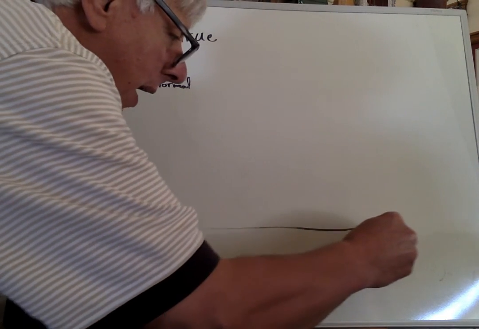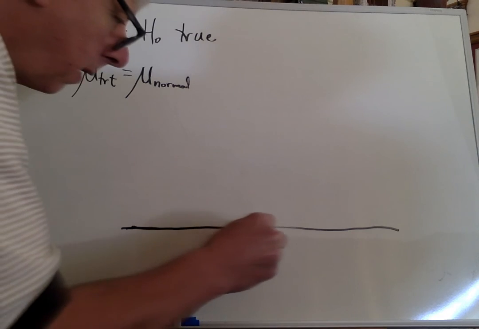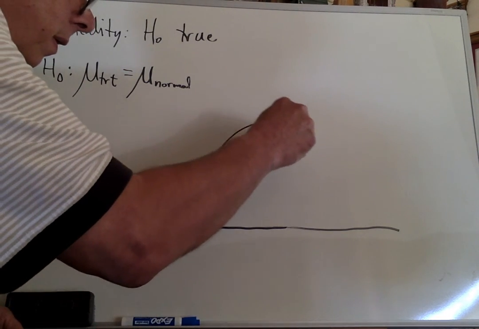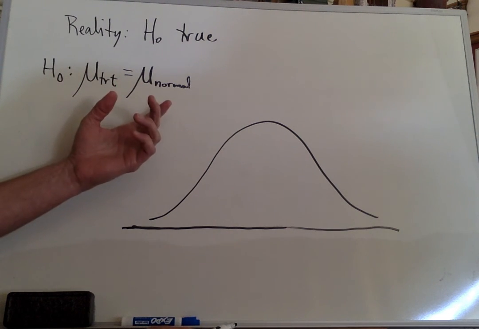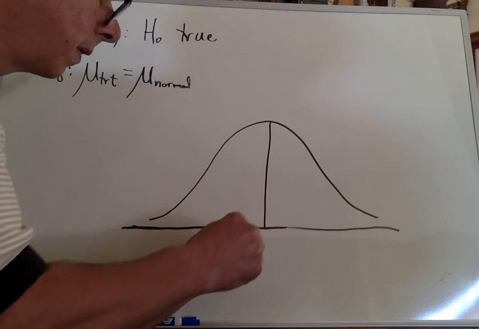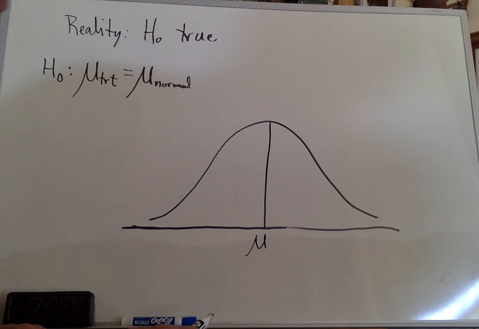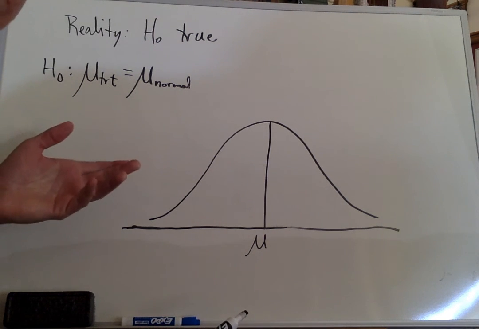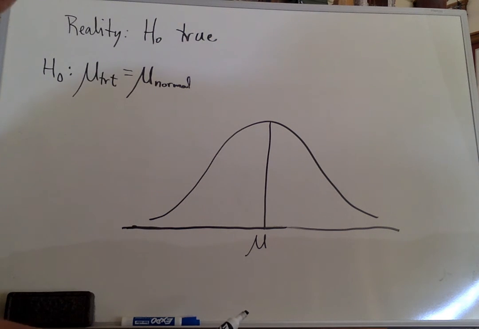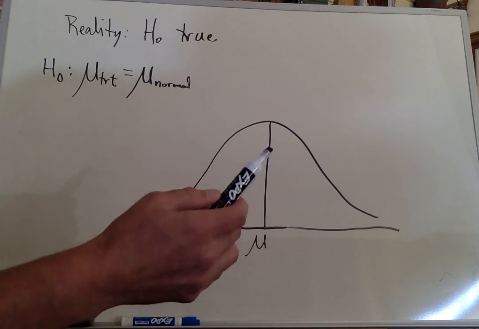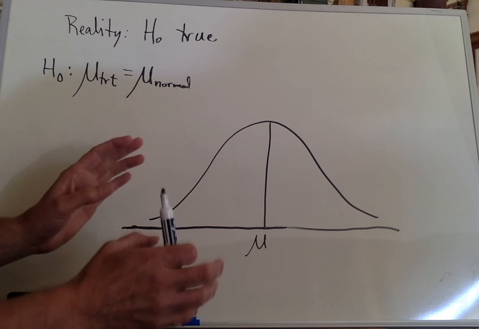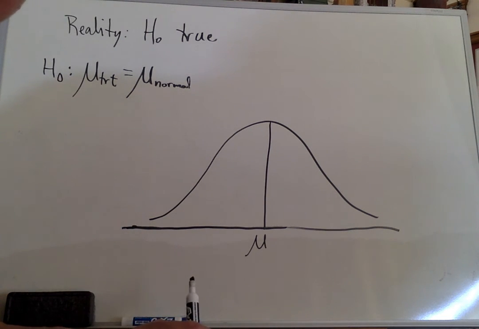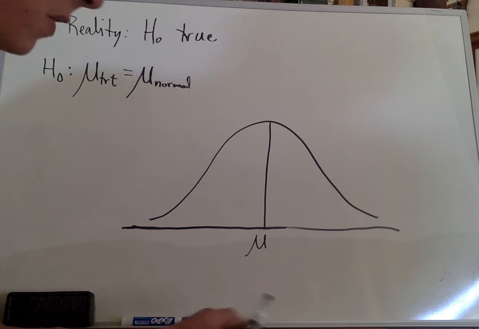What would the null hypothesis look like graphically? It looks like this. There's only one curve. I mean, there is not a treatment. The treatment is the normal, okay? And so here's the mean for the normal, and that's the mean for the treatment because there is no treatment. Okay, so there's one curve. This is what the reality would look like. So we're setting this up as knowing what it is, and then we're going to see what the researcher will do.